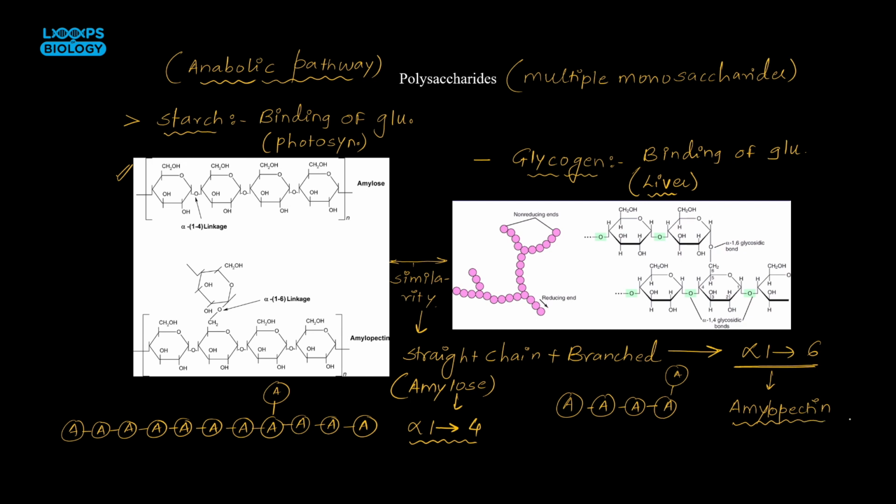So your starch and glycogen are basically formed by amylose and amylopectin. Amylopectin is a branched chain structure while amylose is a straight chain structure. Alright guys, so this is a part of your starch and glycogen. In case of amylopectin, the first carbon of glucose is bonded with the sixth carbon of glucose. Got my point? Should we move on to the next part?